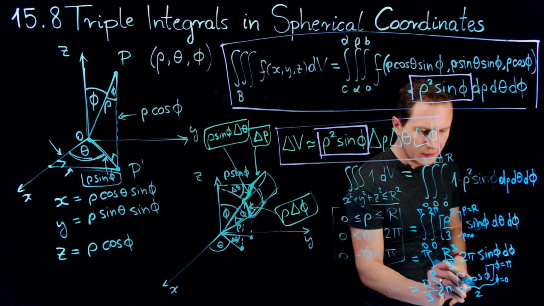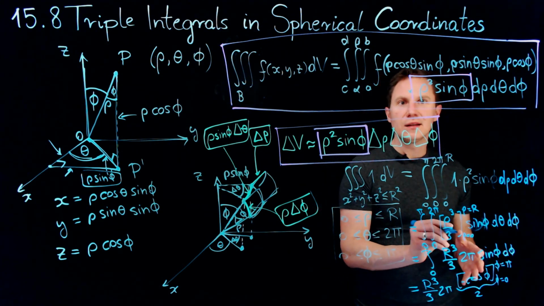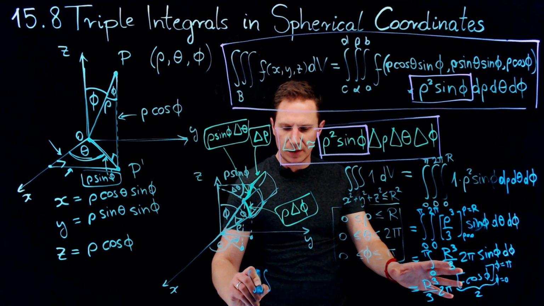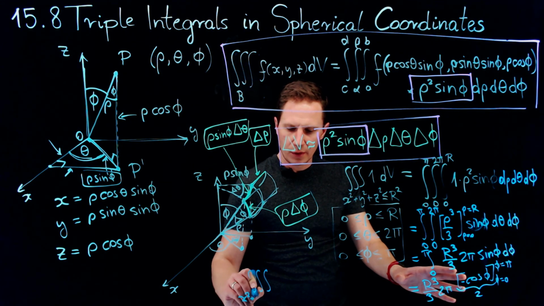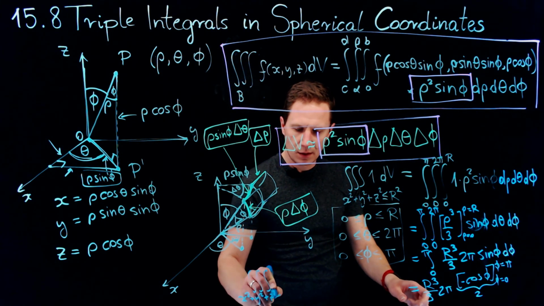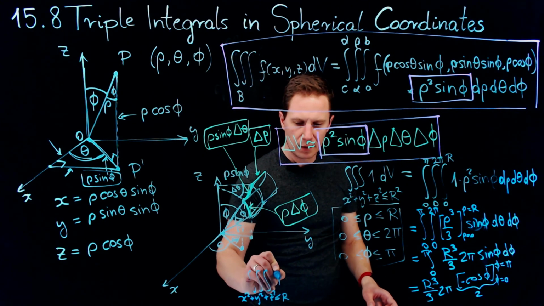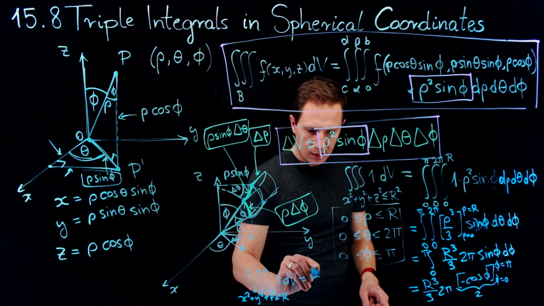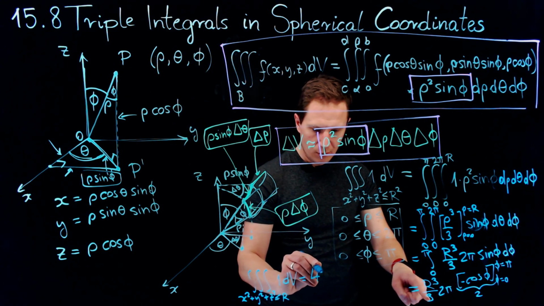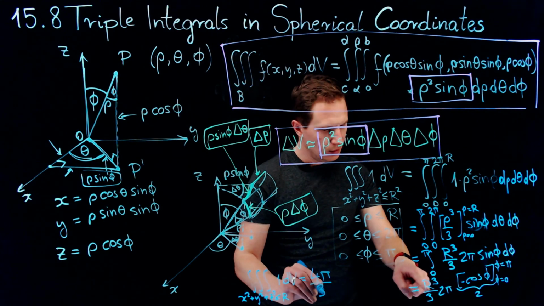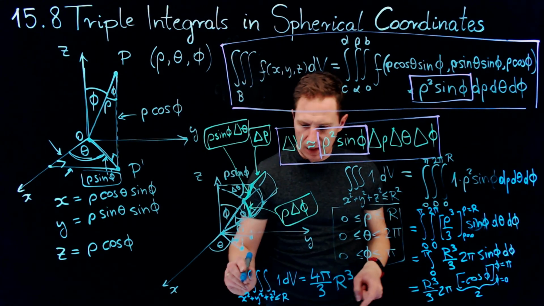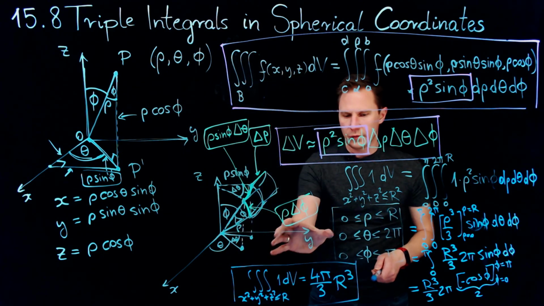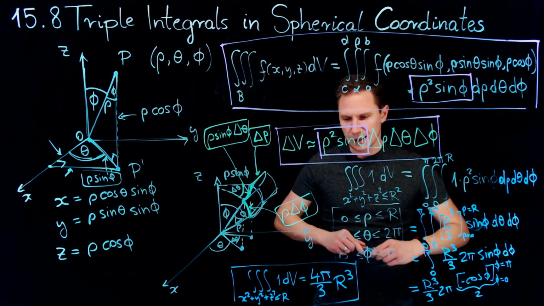So if you put all these together, what you get for this integral, and it's kind of important, for the ball of radius capital R, if you multiply 2 by 2 pi, that's 4 pi over 3 times r cubed. And that is exactly the volume of a sphere of radius r. So that's exactly what we just computed.